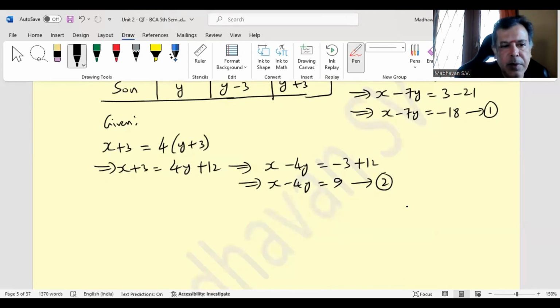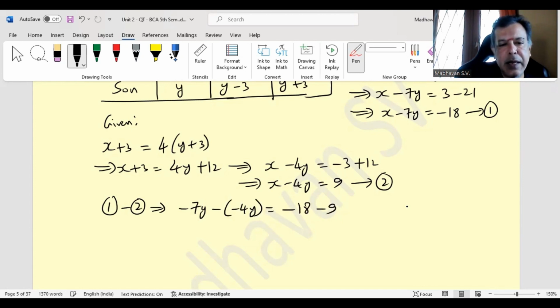Now, let us subtract first equation minus second equation. X and X get cancelled. Minus 7y minus of minus 4y equal to minus 18 minus 9. This means minus 7y plus 4y equal to minus 27, or minus 3y equal to minus 27, which means y is 9.